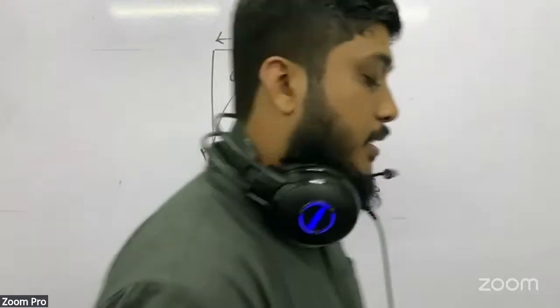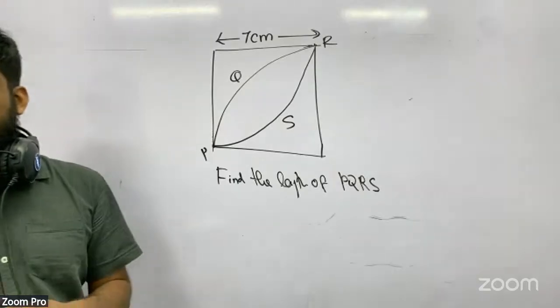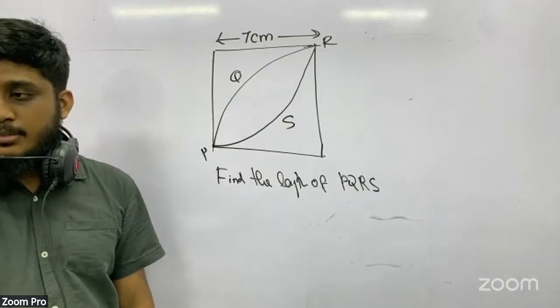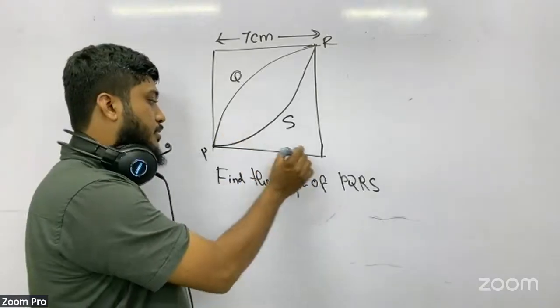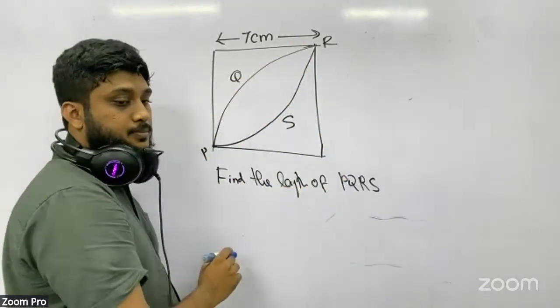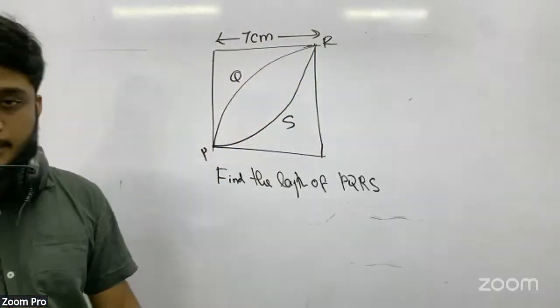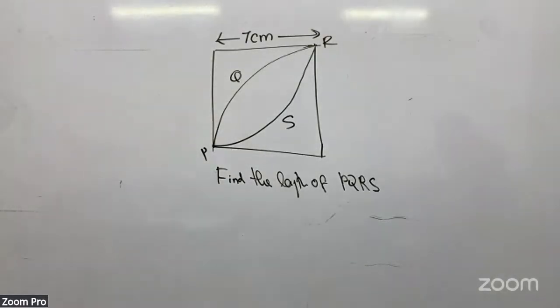You can see this shape is made up of two quarter circles. Can you see that? This is a quarter circle, and this one is also a quarter circle. These both are quarter circles. So this is made up of two quarter circles.